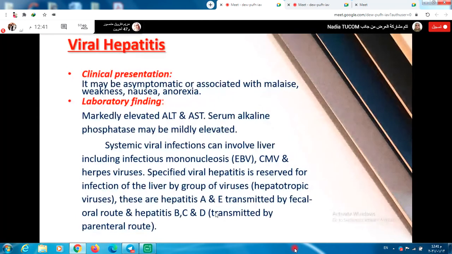So these are the previously mentioned types of hepatocellular injury that should be kept in mind. Sometimes they are specific, sometimes they are general in many sorts of hepatic injury.